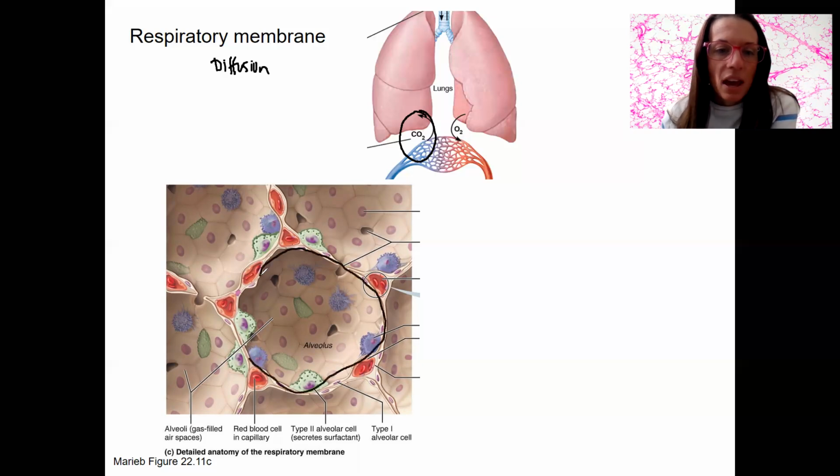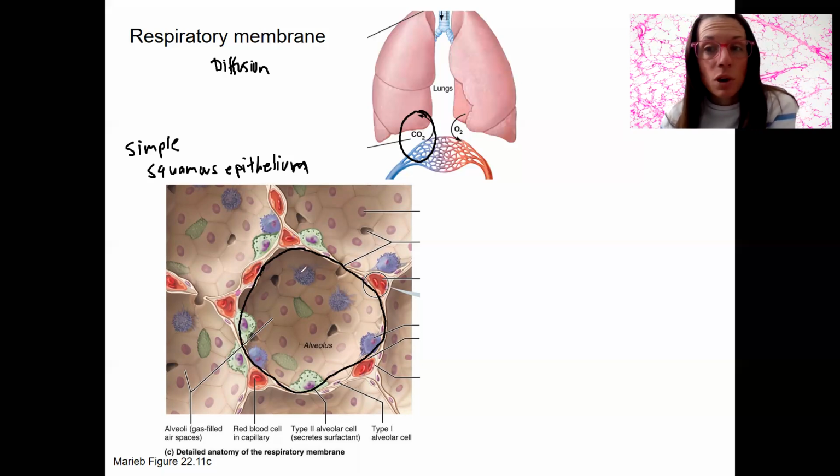One alveolus. And it is made up of simple squamous epithelium, as you already know, right? We went through the histology of the respiratory tract already. The cells that make this up are simple squamous epithelial cells, but of course they have other names as well. So there's type 1 and type 2 alveolar cells.